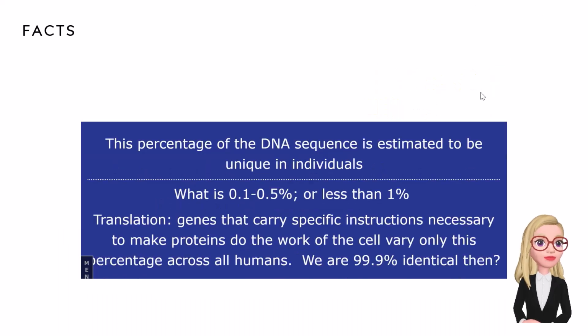From this Jeopardy game is also another thing. I put a question in there that says, this percentage of DNA sequence is estimated to be unique in individuals. And as you can see, technically, we are 99.9% identical. We have possibly 0.1 to 0.5% of differences. And I think when you look at that, it kind of shocks us, right?